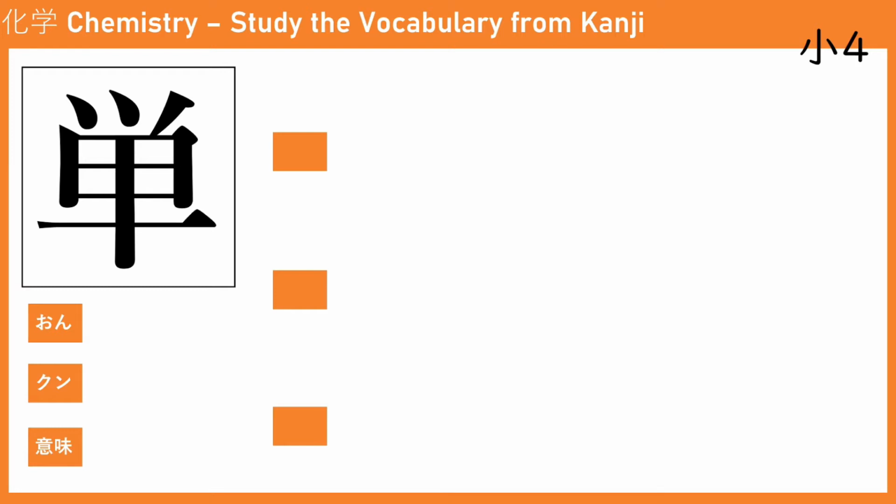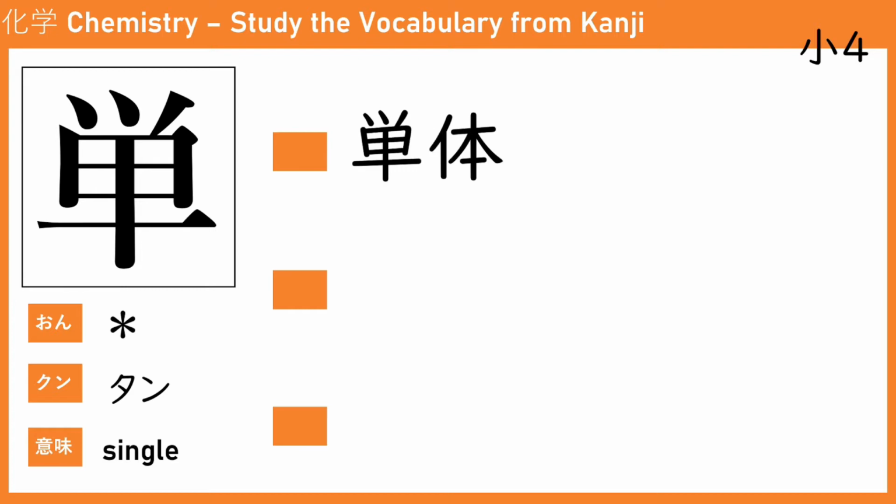The next kanji is tan. Tan means single or one. So let's say tantai. Tantai means single body, which means elements. For example, you have hydrogen only, you have oxygen only. You don't mix hydrogen with oxygen to make water, right? So tantai means hydrogen, oxygen, just the elements. Okay.